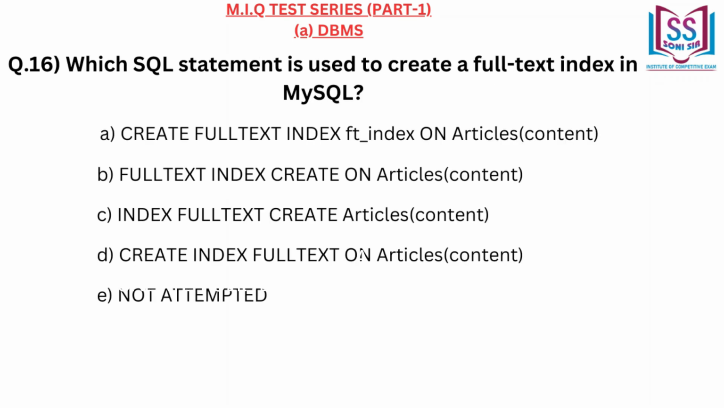Which SQL statement is used to create a full-text index in MySQL? A. Create fulltext index ft_index on articles(content). B. Fulltext index create on articles(content). C. Index fulltext create articles(content). D. Create index fulltext on articles(content).